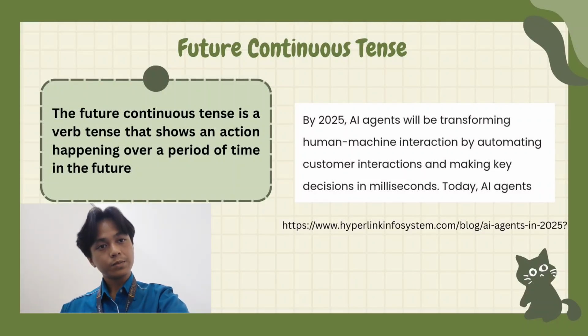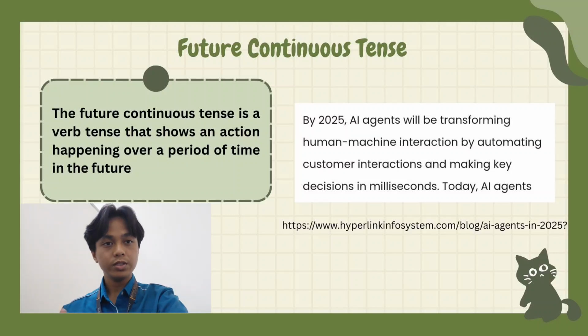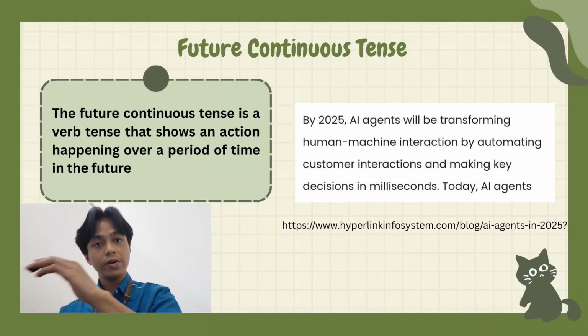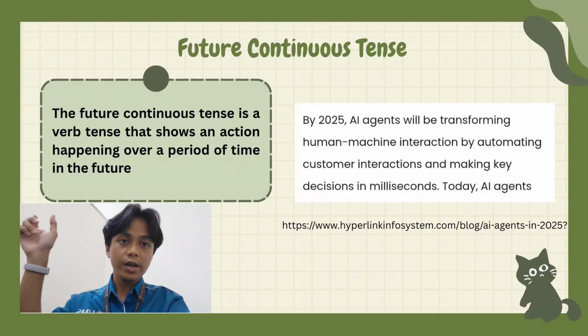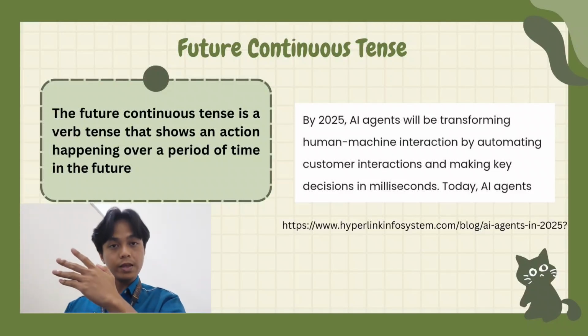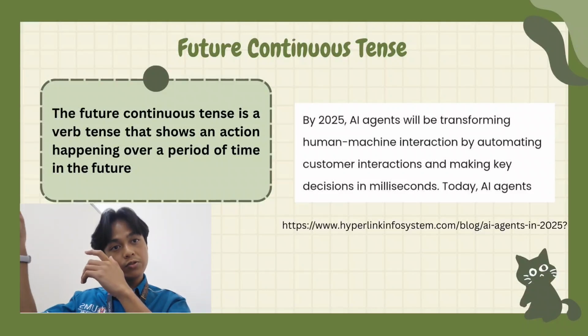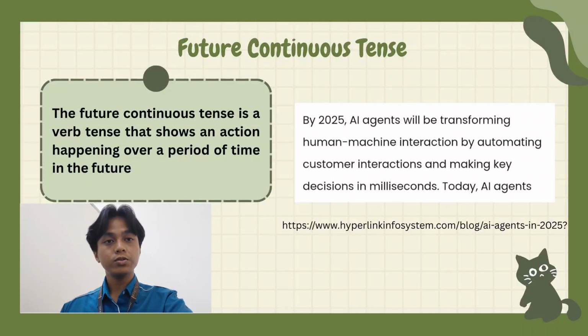What does this mean here? We don't look at 2025, but for example, let's say 2030. By 2030, so it's 5 years from now, right? So when 2030 comes, AI agents will be transforming, so from 5 years from now, in that period of time, AI agents will be transforming. So in these tenses, we must use this formula, which is will plus be and the verb plus ing.